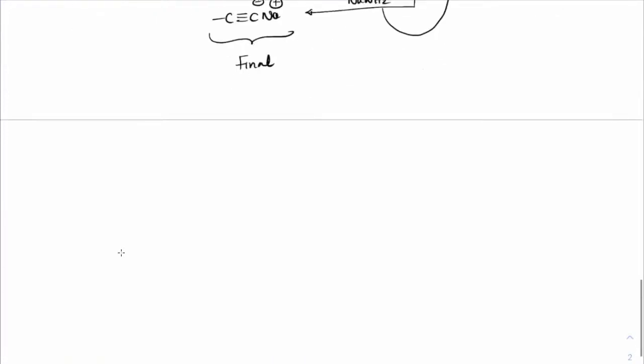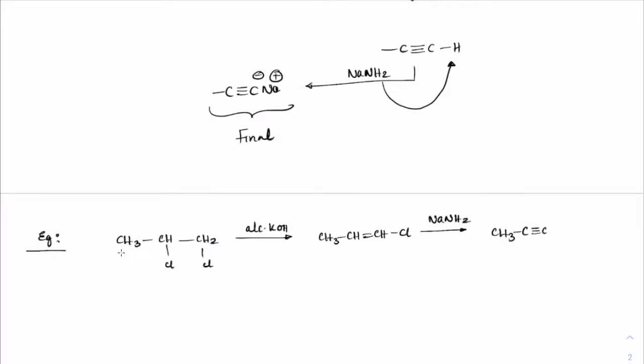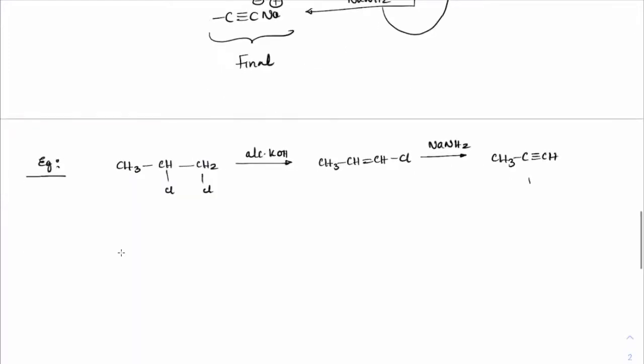Let me give you an example. Suppose I take CH3, CHCl, CH2Cl, and treat that with alcoholic KOH. First we would have CH3, CH, double bond, CHCl. This is formed. React that with NaNH2. It will form CH3, C triple bond CH. But like I said, it won't stop here. It will again react with NaNH2 and form CH3, C triple bond C minus Na plus.